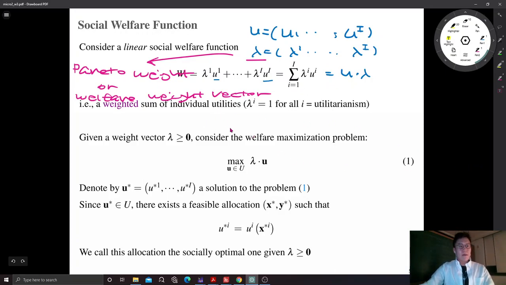All right, and then given a weight vector lambda, now we consider the welfare maximization problem. So lambda is given. Okay, some society may be concerned most with poor people, or some society may be concerned about utilitarianism, so they may be concerned about all individuals' utility equally. Does not matter. Given weight vector lambda, we consider the welfare maximization problem. So the problem can be written as, because the utility level should be attainable.